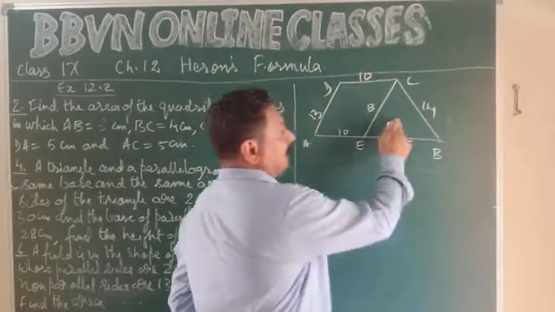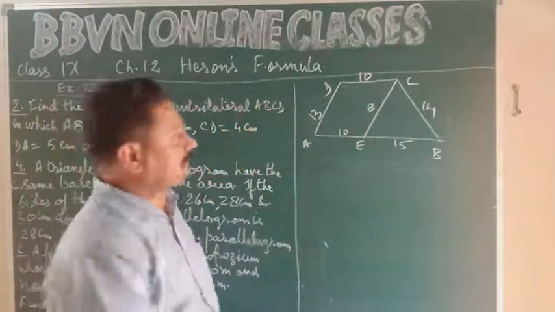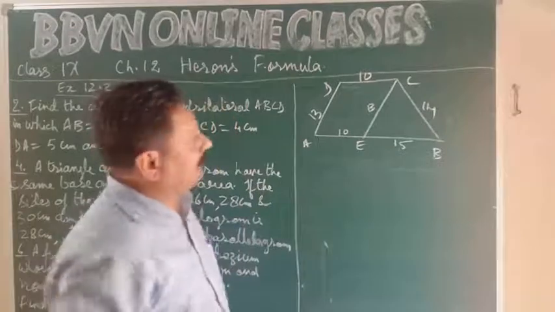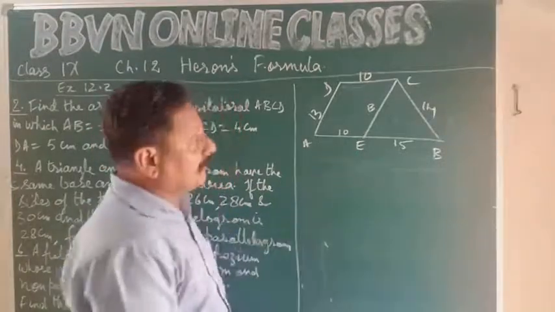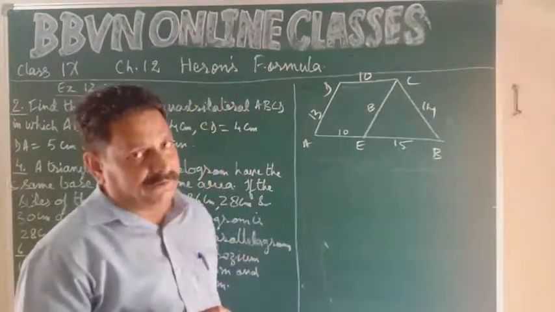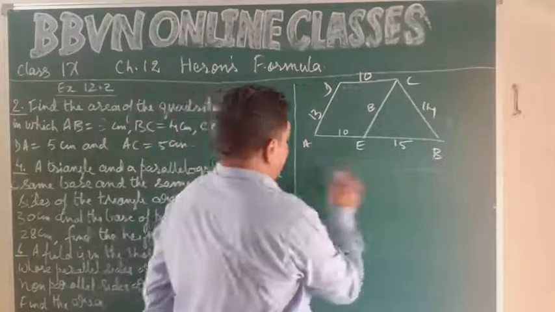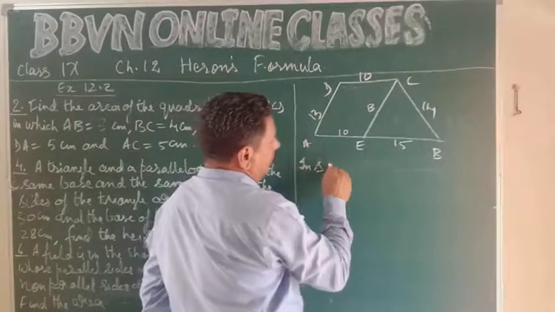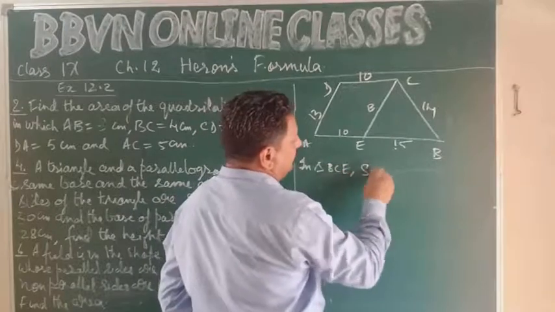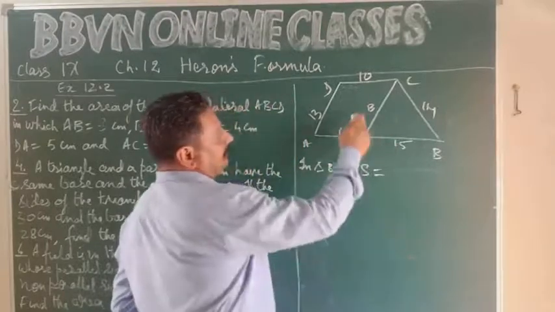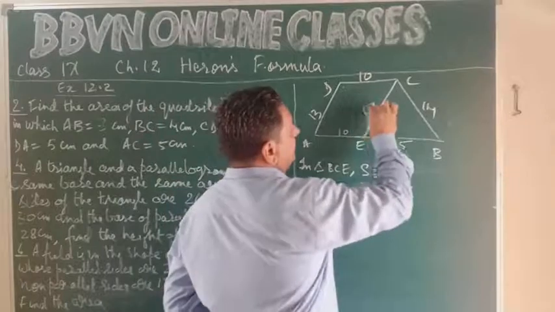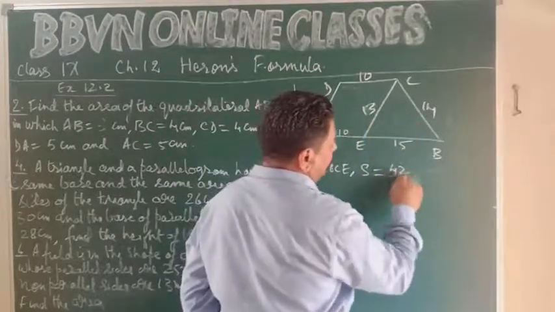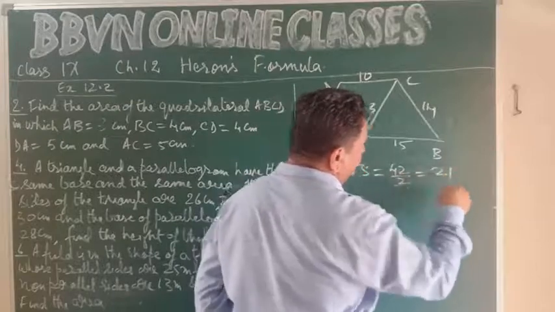Got it? Now in this triangle we have all the three sides, right? So we can use Heron's formula. Using Heron's formula we'll find the area of this triangle. So in triangle BCE, S is equal to 15 plus 13, which is how much? 28 plus 14, 42 upon 2, that is 21.